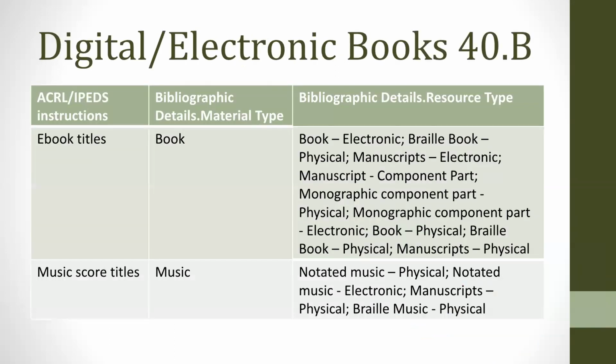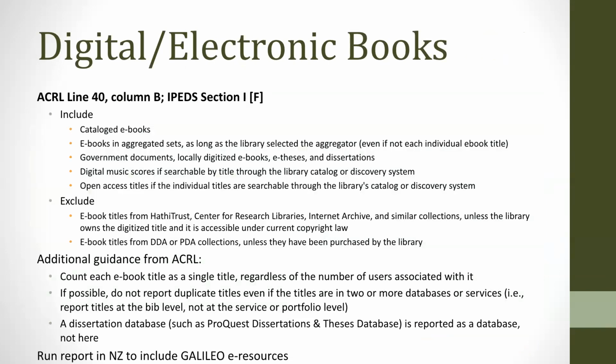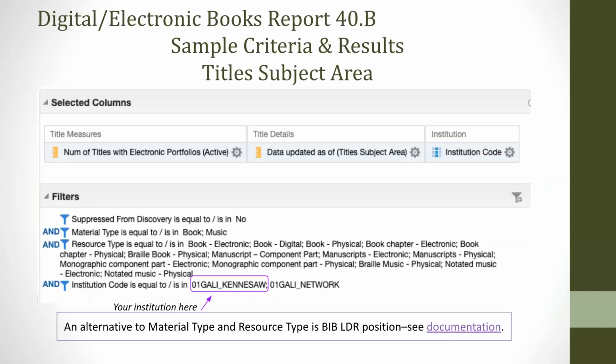Okay, on to 40 column B, it's book and music. And here's the definition. So here's what my criteria look like. Now the main criteria is this number of titles with electronic portfolios. Active is the key word. And you could leave out these other 2. You could take them out of the column area.